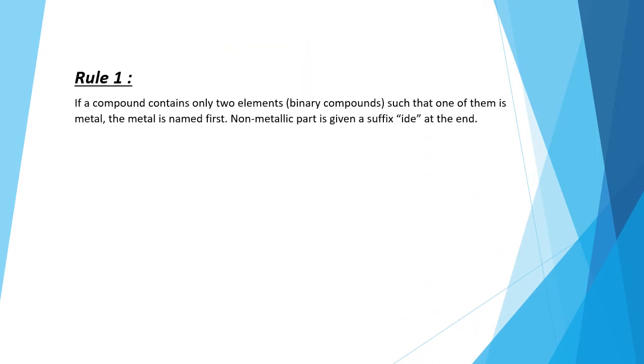So first rule: if a compound contains only two elements, that is a binary compound, one is metal and the other one is non-metal. So we have to write the metal first and give the suffix IDE for the non-metallic part. We have to write the non-metallic part in the second part.